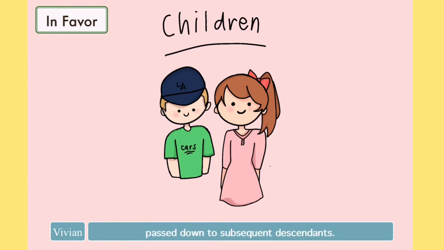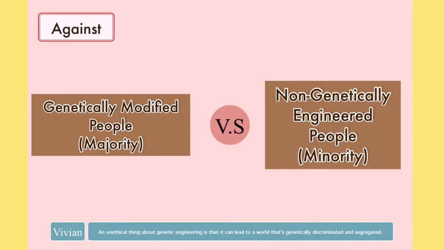An unethical thing about genetic engineering is that it can lead to a world that's genetically discriminated and segregated.